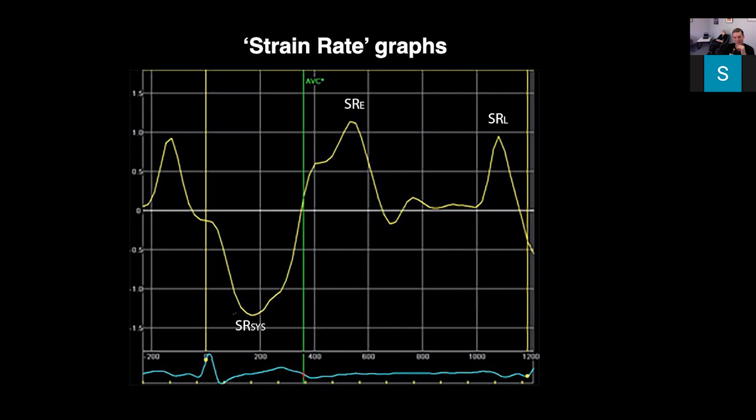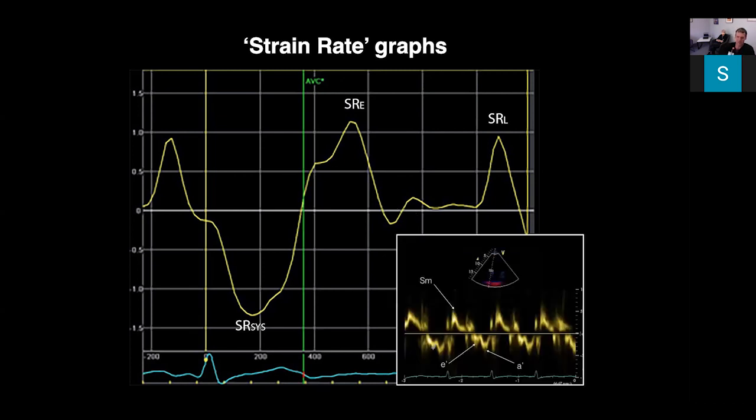So you get the strain rate systolic, or the SRS, strain rate early diastole, and strain rate late, or SRA, which can sometimes be known as atrial kick. So we can get other measures of systolic function, and other measures of diastolic dysfunction in there as well. It looks a bit like tissue Doppler, right? Where you've got your S prime and the E wave and the A wave, but it's just upside down.